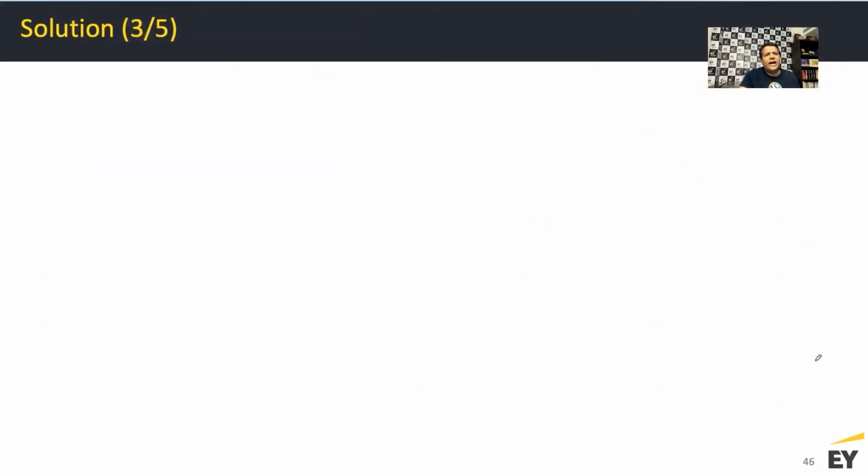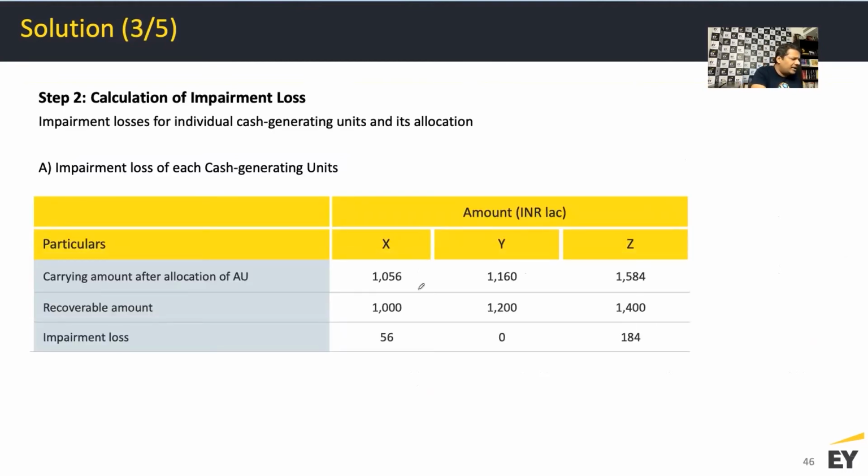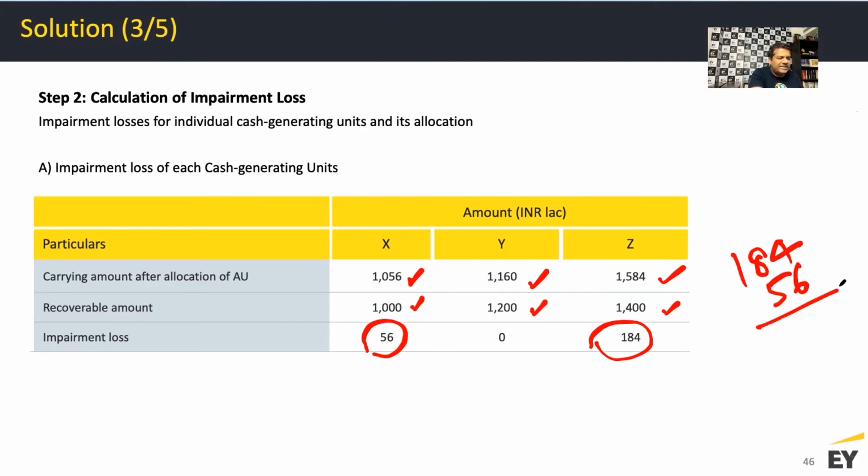Now the carrying value here, what information I have, for each of these cash generating units, the carrying amount after allocation is 1056, 1160, 1584, which is 3000 plus 800. And then the recoverable amounts provided for XYZ are 1000, 1200 and 1400. Here I have an impairment loss of 56. Here I have an impairment loss of 184. So I'm going to now record this impairment loss. In total, I'm going to record an impairment loss of 184 plus 56, which becomes 240.